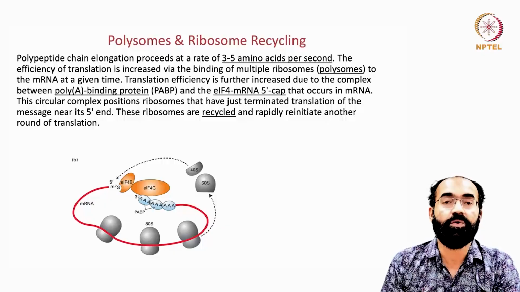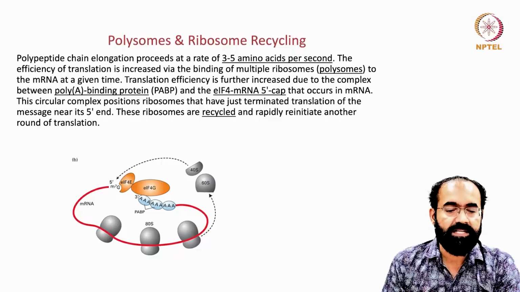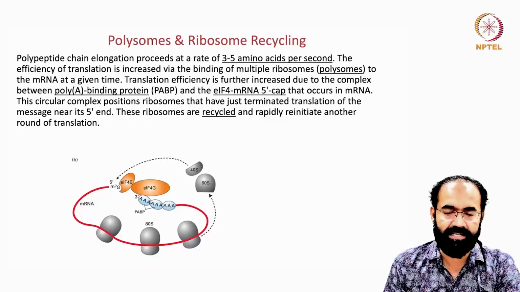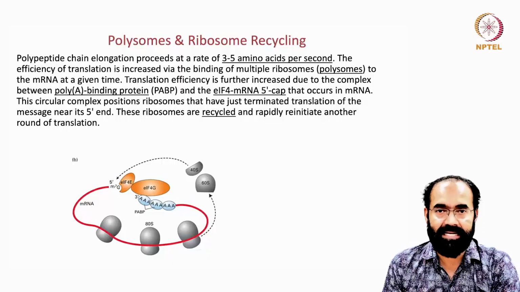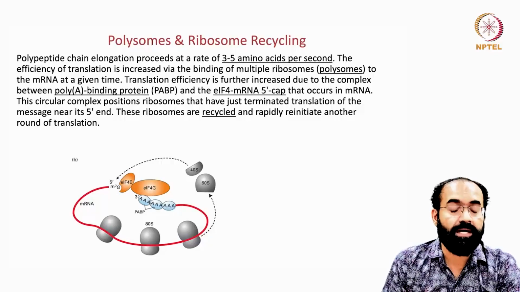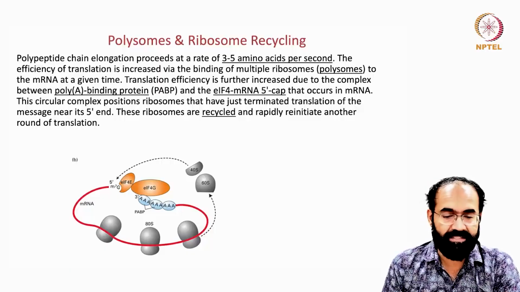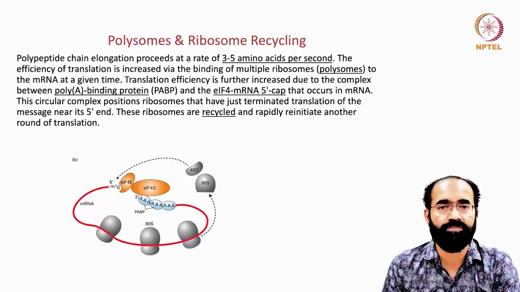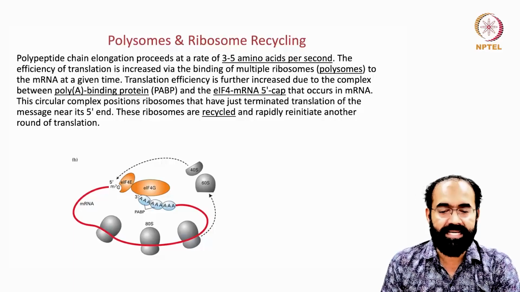The translation efficiency is further increased due to the complex between poly A binding protein PABP and ELF4 at the 5' cap of the mRNA. This circular complex positions the ribosomes that have just terminated translation of the message. It is an indicator that this RNA has just completed one round of translation. This gives a message to the system also that this RNA has completed one round of translation. So these detached ribosomes, with the help of release factors, are recycled and rapidly reinitiate another round of translation.